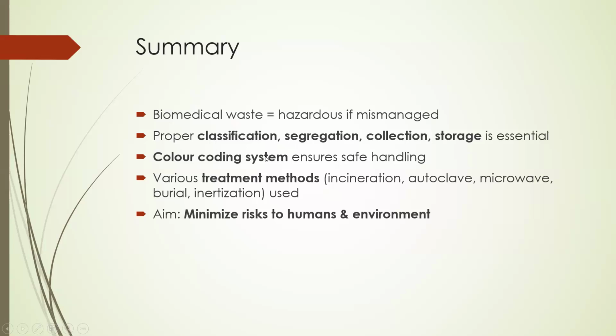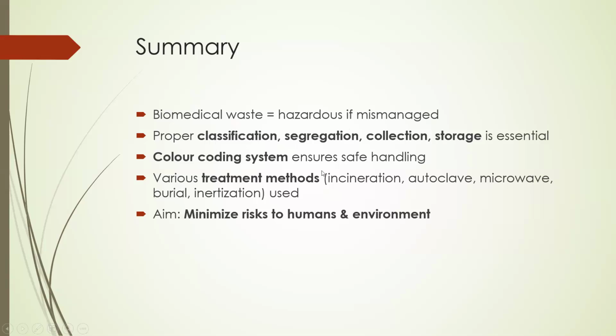The first step in safe management is identifying or classifying types of waste. This classification, like infectious, chemicals, or sharp materials, and keeping different types segregated, with proper collection and storage in appropriate containers, so that the risk of accidental exposure, injuries, and contamination will be avoided.